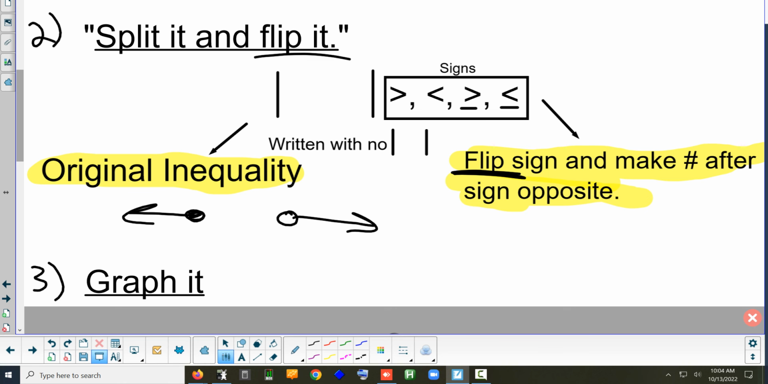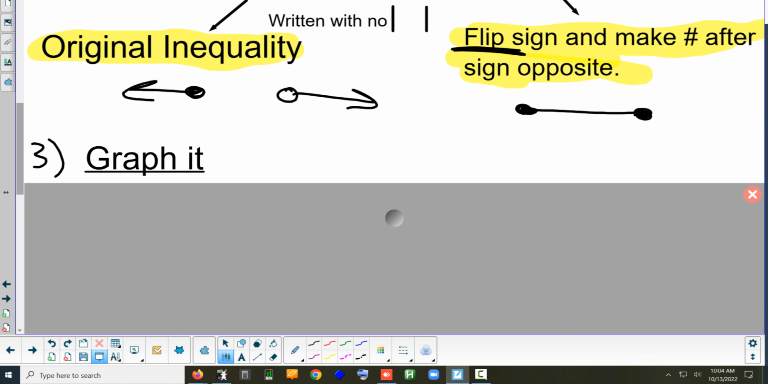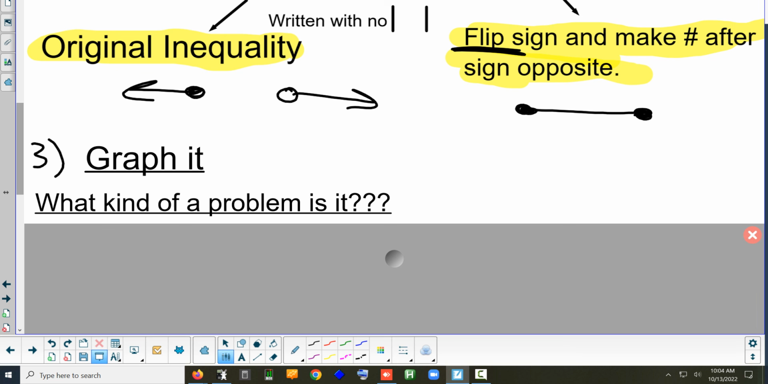Does anybody remember what kind of problem or what word was in the problem when you went in opposite directions? Yep, that was an or. And what word would be in a problem like that? Yep, that'd be an and. So it's always going to be one of these 2 things. So how do we figure out if we should use the word and or the word or?